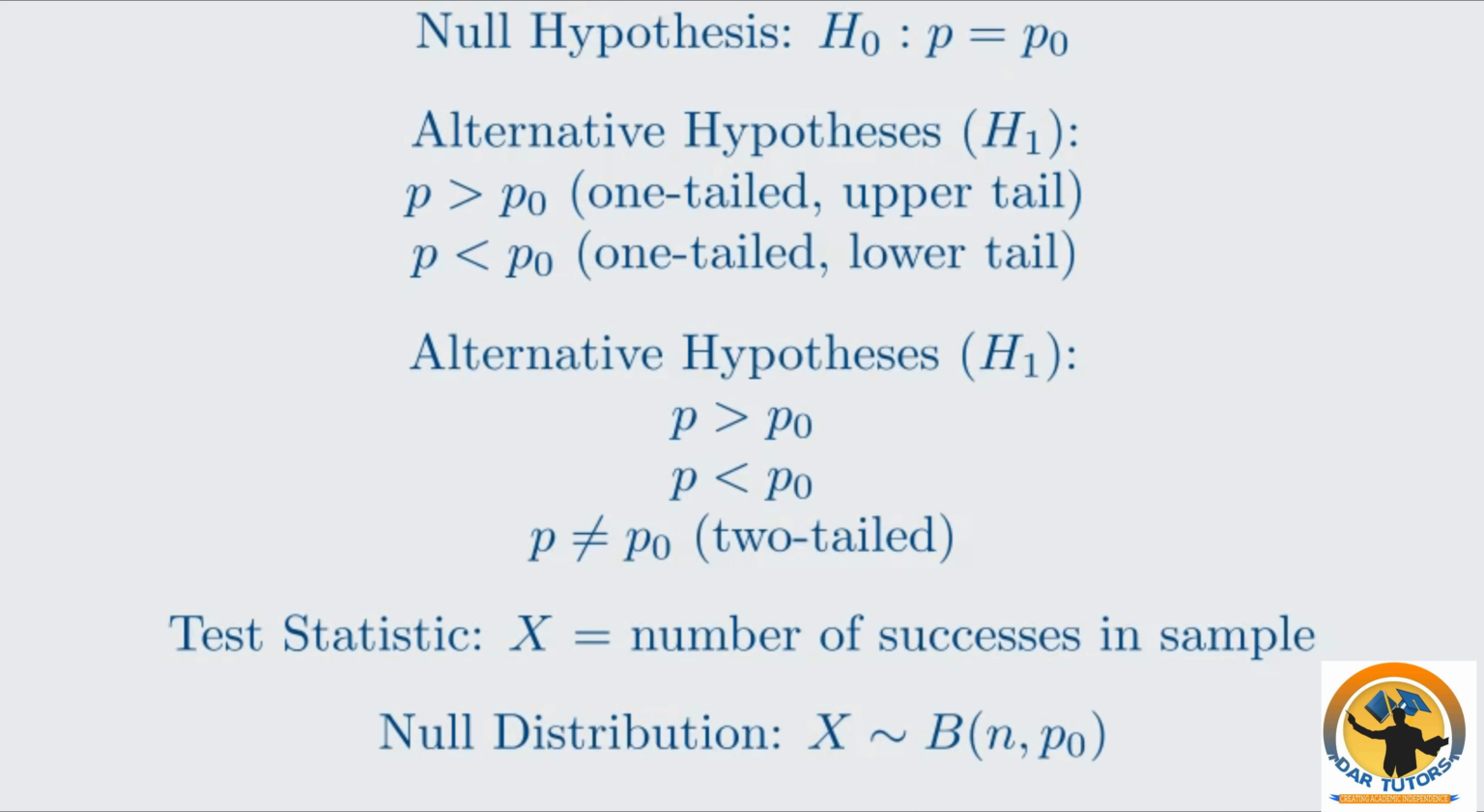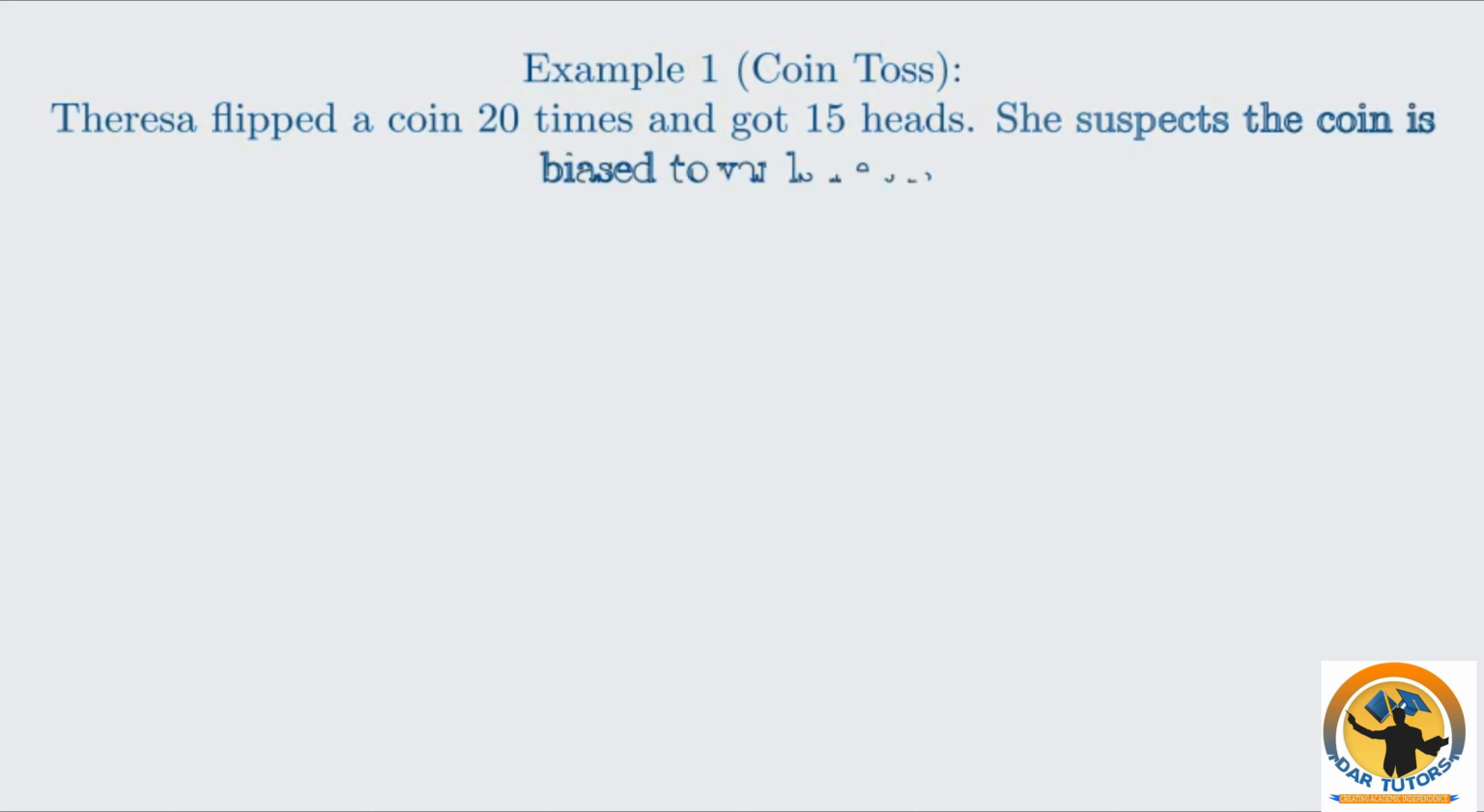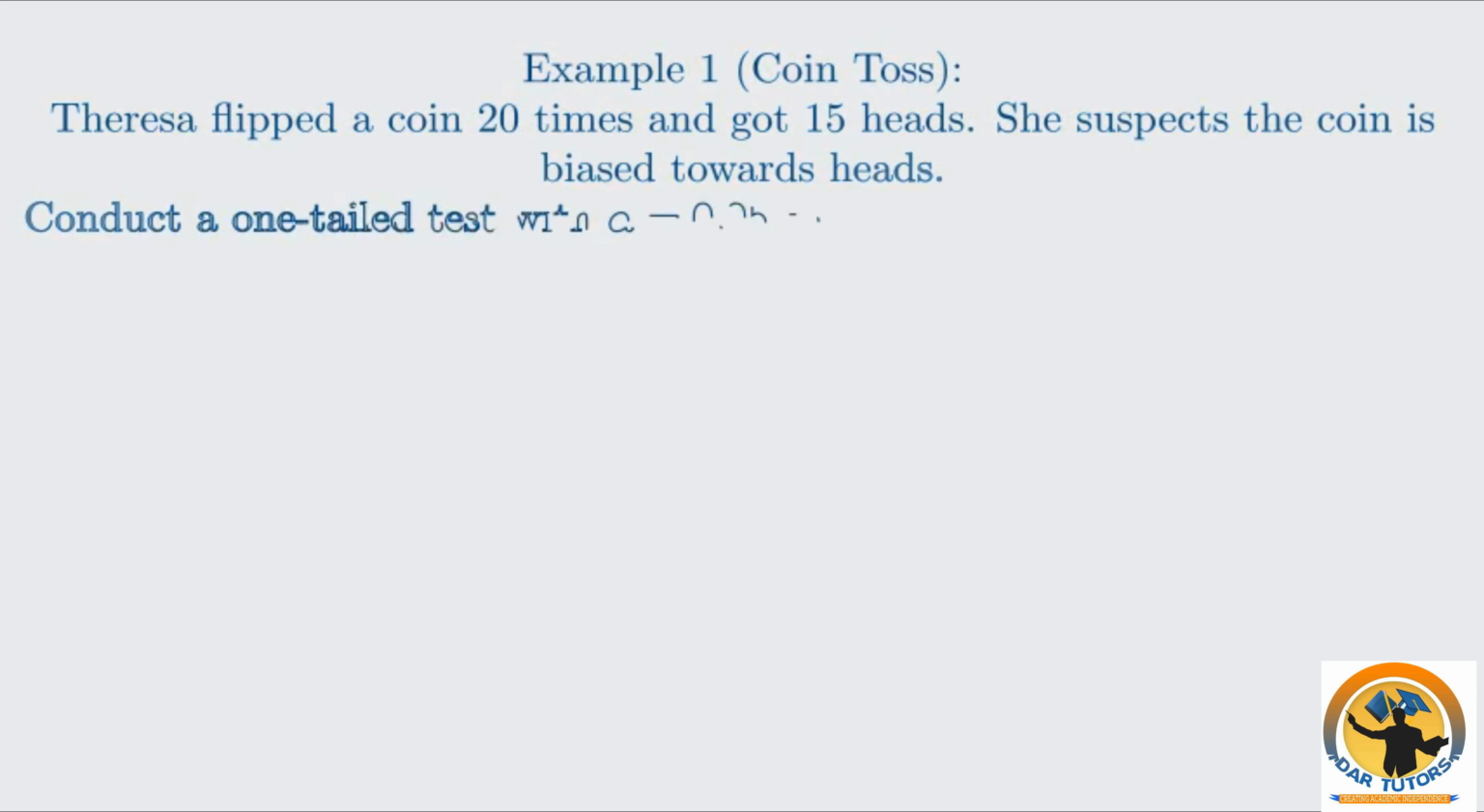Now let's see this in action. Our first worked example involves a coin toss. Teresa flips a coin 20 times and gets 15 heads. She suspects the coin is biased towards heads. We need to conduct a one-tailed test with a 5% significance level to see if her claim is justified. This is a classic problem. Let's follow the 6 steps for a hypothesis test.